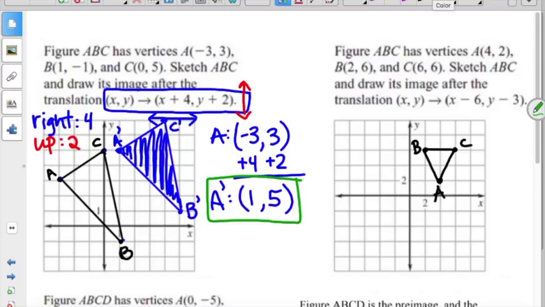Okay, moving on to number 2. We're going to translate this one. (x, y) is going to become (x minus 6, y minus 3). So these are both negatives. So instead of moving up and to the right, we're going to be moving to the left and down because they're negative.